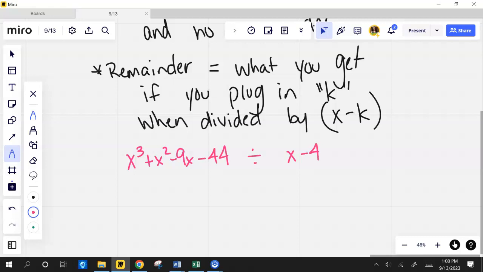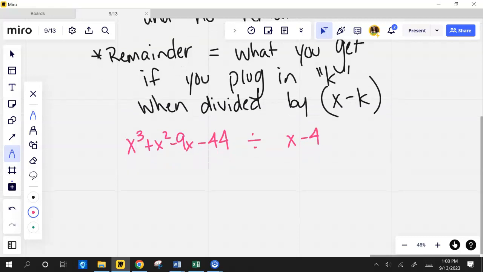All right, you said it did not have a remainder. So let's see what happens. Let's divide it synthetically and watch. This is number 5.